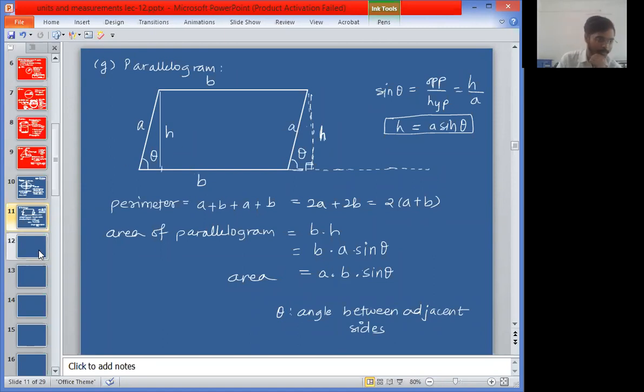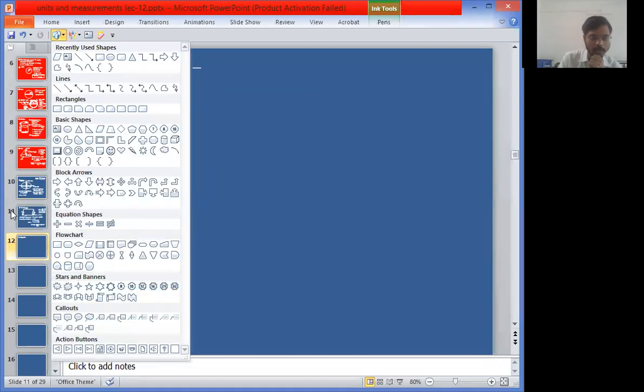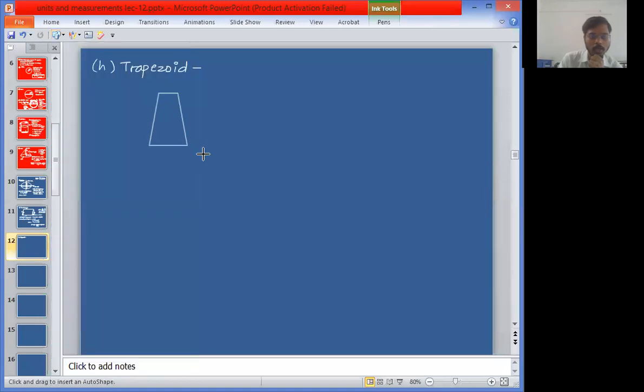Okay, fine. Now the next object is trapezoid. Object number H. Trapezoid. Let's draw the trapezoid. Check where the trapezoid is. Here. That's our trapezoid, like this.